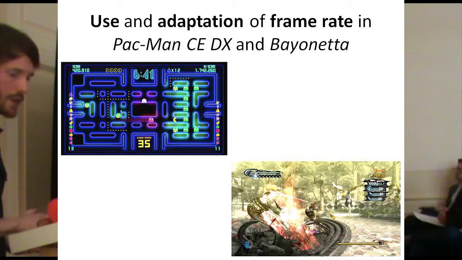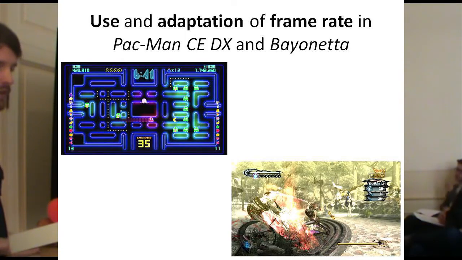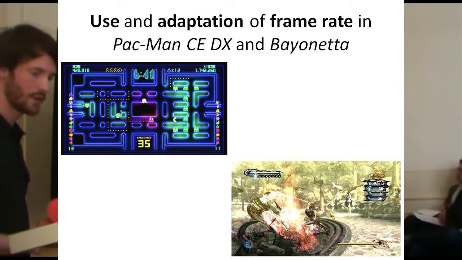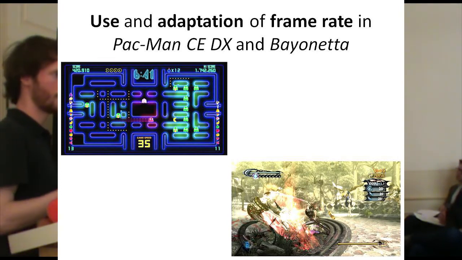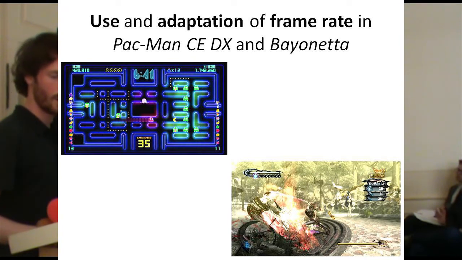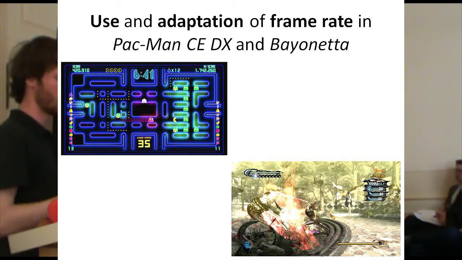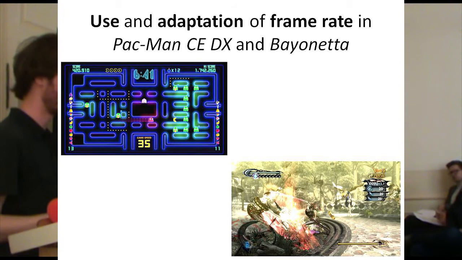Whereas in Pac-Man Championship Edition DX and Bayonetta, a smooth and controlled frame rate, with a speed of motion that is also ramped up or slowed down on predictable occasions, helps a player control the situations they're confronted with.